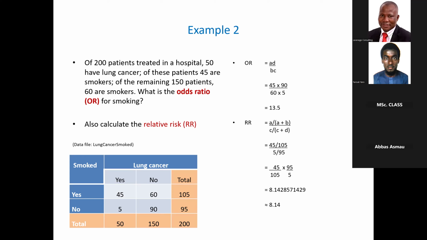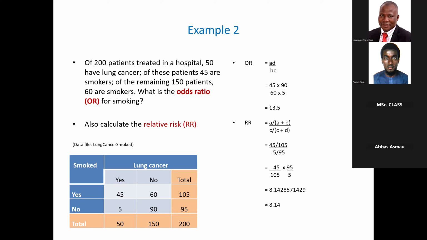So when we say odds ratio, we want to compare the two odds. The odds of smoking among the people that have lung cancer should be higher than among the people that don't have lung cancer, if smoking is a cause. So 45 over 5 divided by 60 over 90. If you now want to multiply it out, it will give you 45 times 90 over 60 times 5.